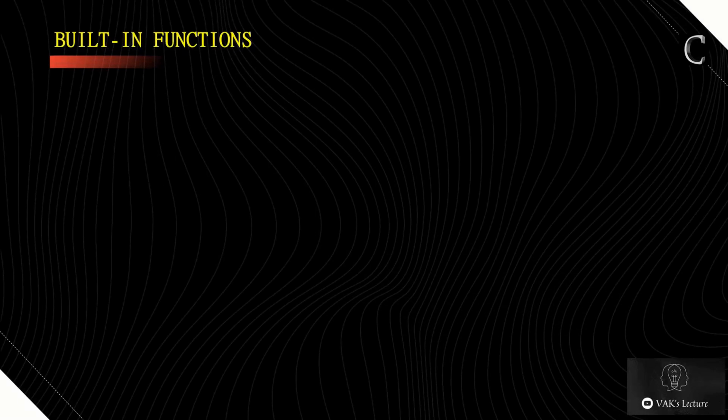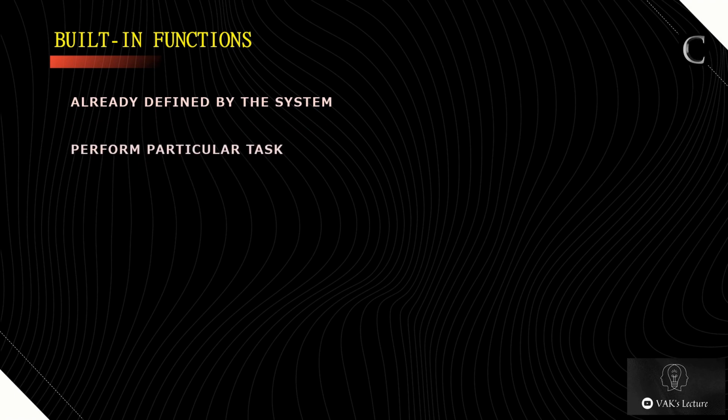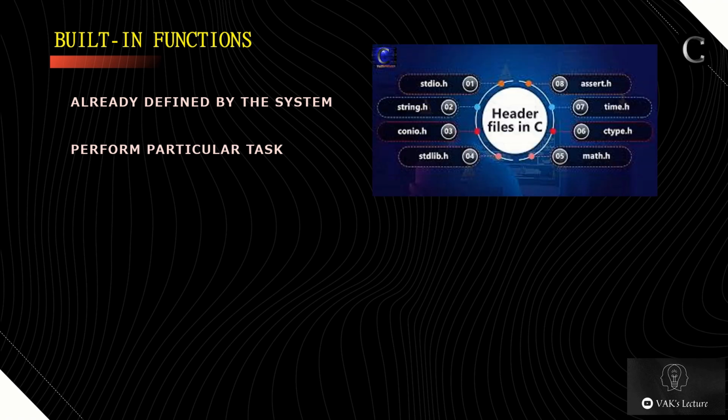Built-in functions. Built-in means predefined. That means these are already defined by the system. C language has some built-in functions which are used to perform some specific tasks. By using these built-in functions, we can perform the tasks directly, and there is no need to write the code for these functions. Wherever these functions are needed in the program, you can use them directly. But for using these functions, we have to include the appropriate libraries.